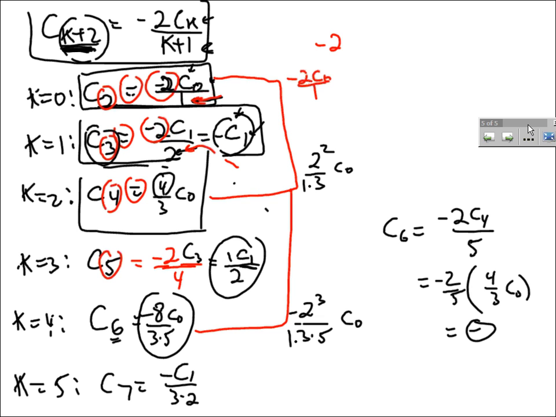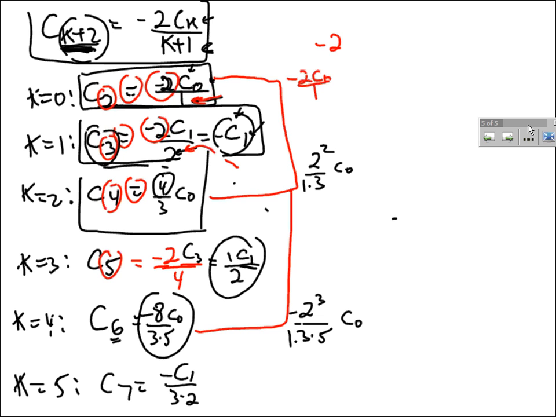Well, when I look at their numerators, ignoring the signs for a moment, I get 2 to the 1 C0, 2 squared C0, 2 cubed C0. When I look on the bottom, I see the product of the first few odd numbers. 1, then 1 times 3, and then 1 times 5. Now, where do I stop? Why don't I go 1 times 3 times 5 times 7 times 9?